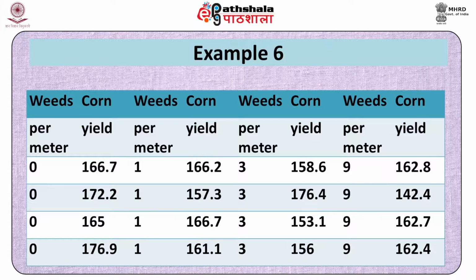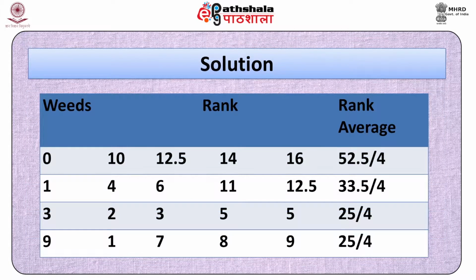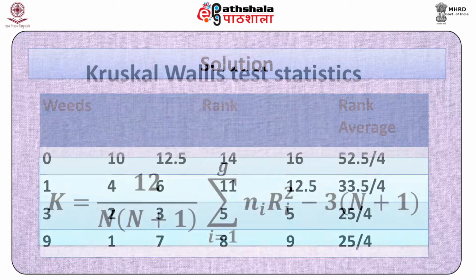No other weeds were allowed to grow and all plots received identical treatment except for the weeds. Yields of corn, quintal per acre, in each of the plots are given in table below. Perform a Kruskal-Wallis test to test the farmer's claim. So you have weeds per meter in one column, and corn output in the other. First, we give the ranks to the corn output and we arrange it by weeds per meter, and the same is given in table. So if you look, rank has been assigned.